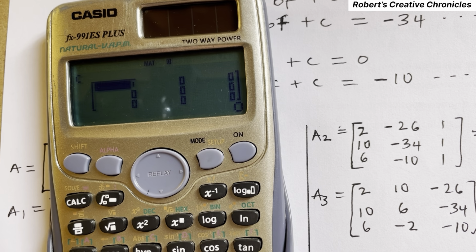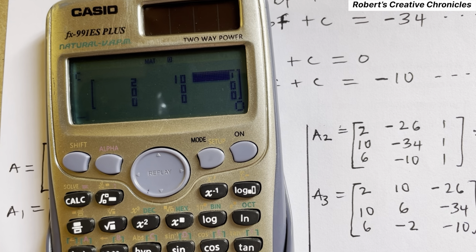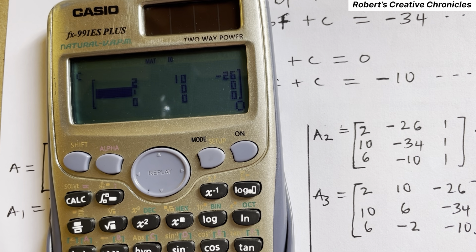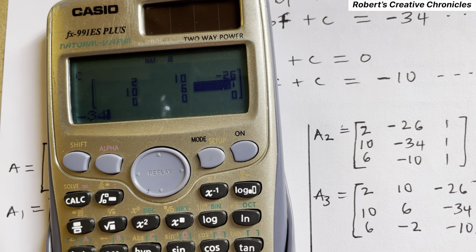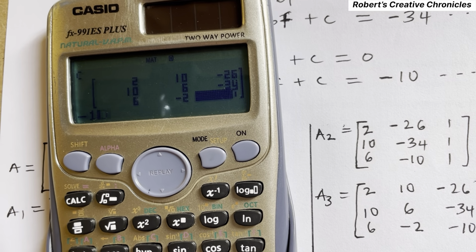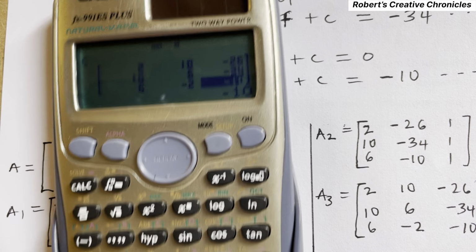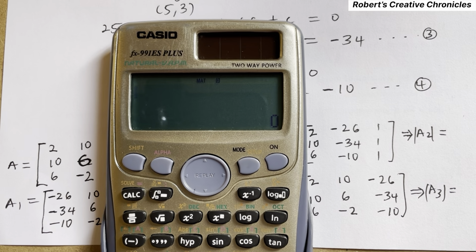Then we enter this. This is 2, 10, minus 26, 10, 6, minus 34, 6, minus 2, minus 10. Then finally you save it using this button AC. So now we can find all their determinants.